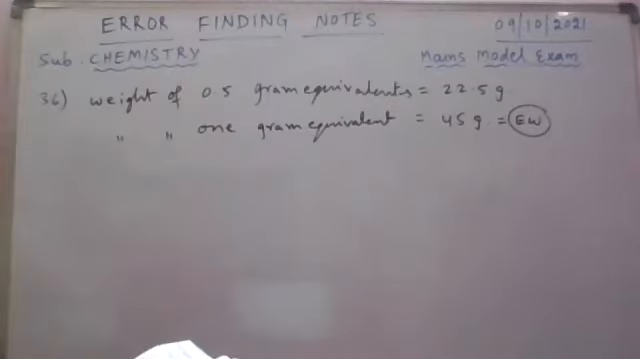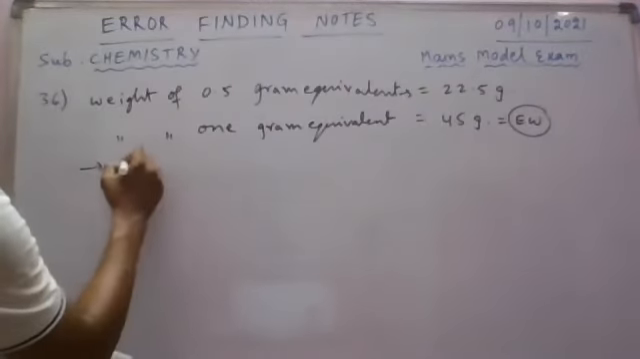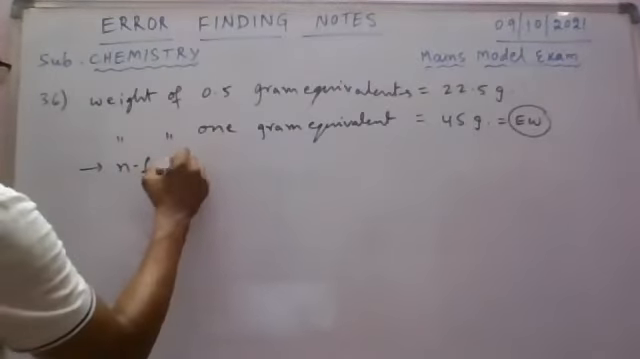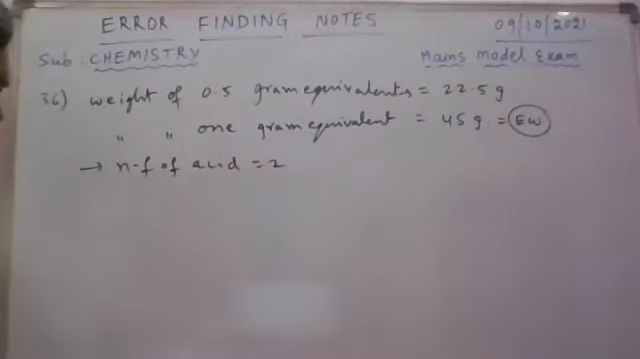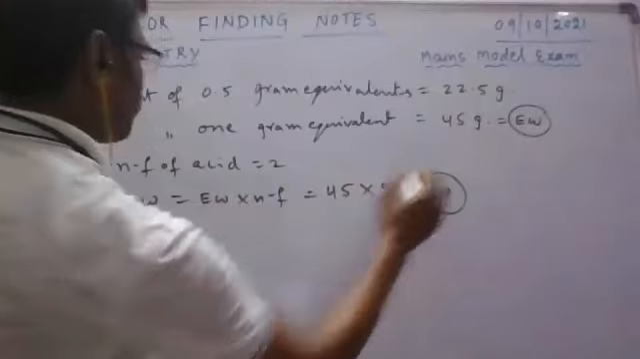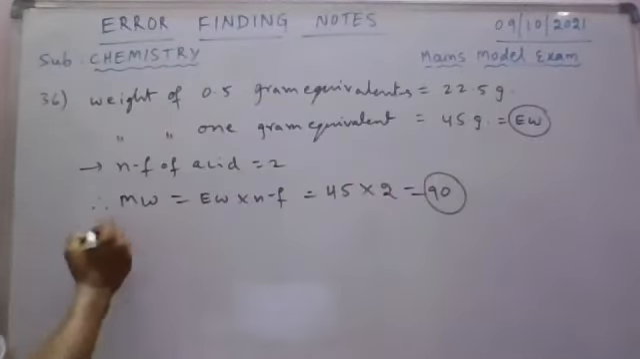Equivalent weight of the acid. And here from the data, the n factor of the acid is equal to 2. Why? What is the reason? See the statement: 1 mole of it completely neutralizes 2 gram equivalents of base. That's why the n factor value is 2. So molecular weight is equal to equivalent weight into n factor. Equivalent weight 45 into 2, you get 90. That is the molecular mass.